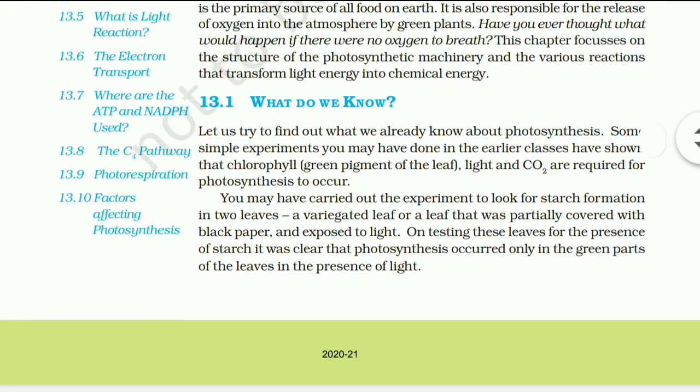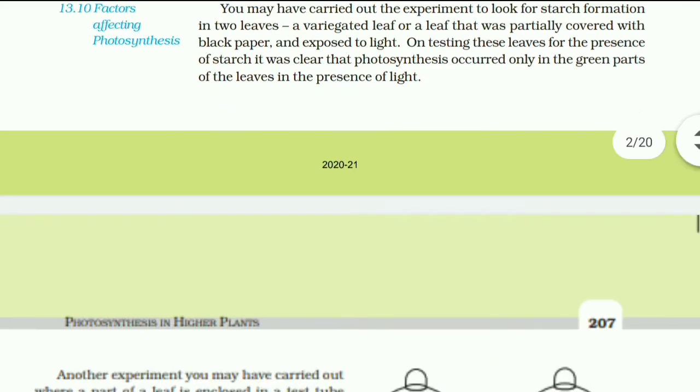13.1 What do we know? Let us try to find out what we already know about photosynthesis. Some simple experiments you have done in earlier classes have shown that chlorophyll, light and CO2 are required for photosynthesis to occur. You may have carried out experiments to look for starch formation in two leaves, a variegated leaf or a leaf that is partially covered with dark paper and exposed to light. On testing these leaves for the presence of starch, it was clear that photosynthesis occurred only in green parts of the leaves in the presence of light.